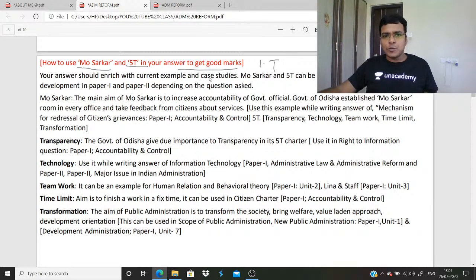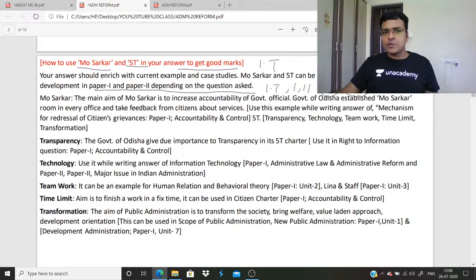Your answer should engage with current examples and case studies. Mo Sarkar and 5T can be used in many units as current development in paper 1 and paper 2, depending on the question asked, and it is certainly used in IT: paper 1, unit 6, and paper 2, unit 10.